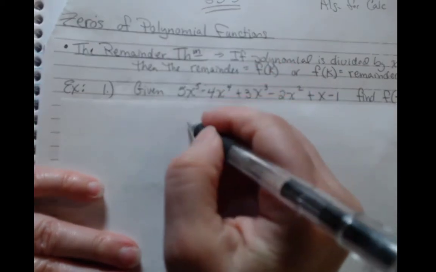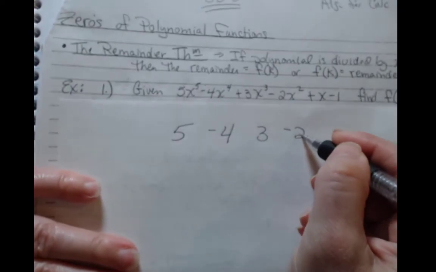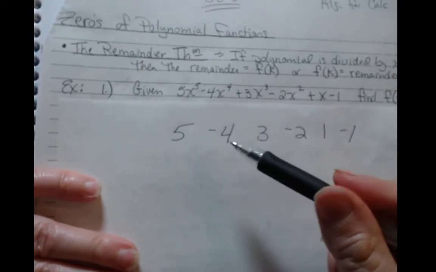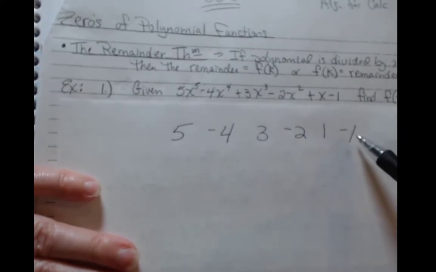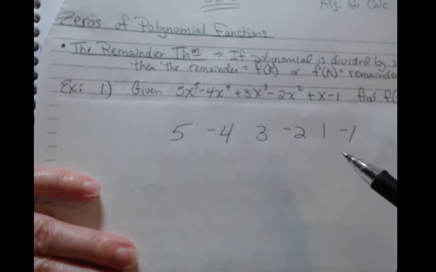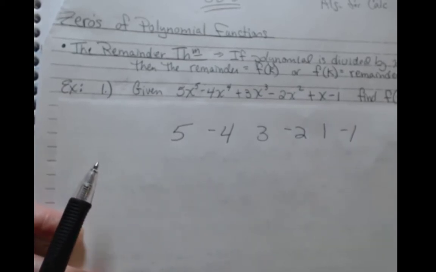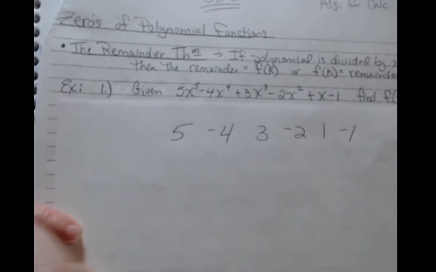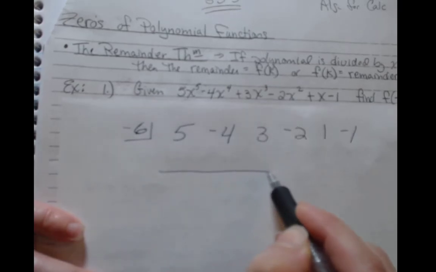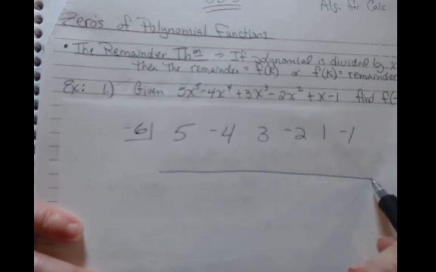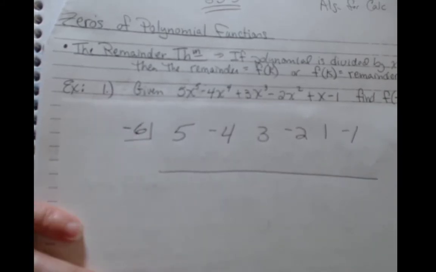So we're going to take our coefficients, 5, negative 4, 3, negative 2, 1, and negative 1. Take the time to double check that you've got all the right numbers and all the right signs, because if you don't, you're not going to have the right answer. Our powers 5, 4, 3, 2, 1, 0 are all included, so we don't need any zeros. We're going to divide this by negative 6. Remember, that's to check to see if x plus 6 is a factor, because if we solve x plus 6 equals 0, we get negative 6.